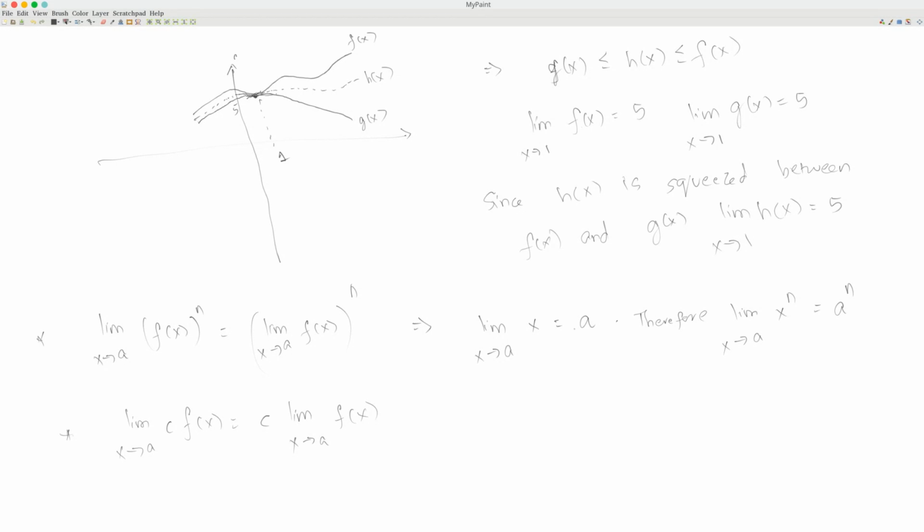For a limit to exist, the right-sided limit must equal the left-sided limit at some given point a.